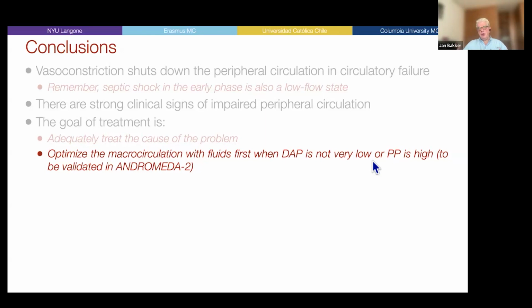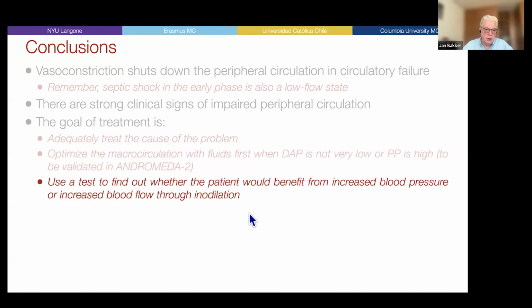So if you have a huge difference between systolic and diastolic blood pressure, or your diastolic blood pressure is very low, your patient is likely to be very vasodilated, and fluids in those cases are usually not very effective. That's why in Andromeda 2, we would start with a vasopressor in these cases. But still, this approach awaits validation by the results of Andromeda 2.